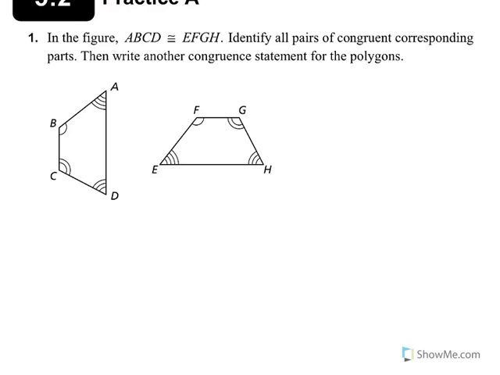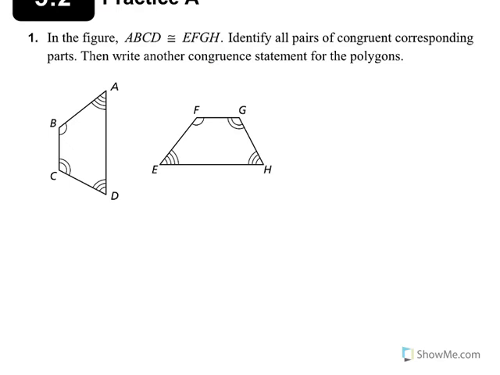All right, let's try some examples. In the figure, ABCD is congruent to EFGH. First off, I want to point out to you that this is a congruence statement. Okay, that means that A is congruent to E, B is congruent to F, C is congruent to G, and D is congruent to H. Okay, it's very, very important that you stay consistent and you go in the same order.